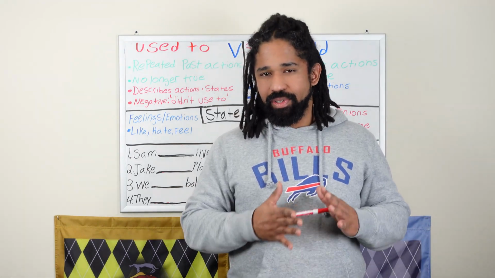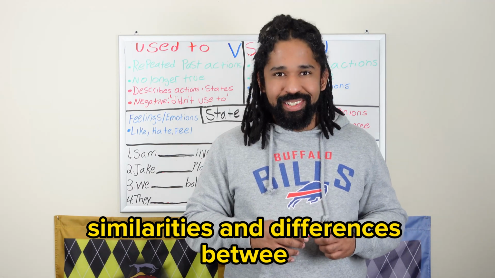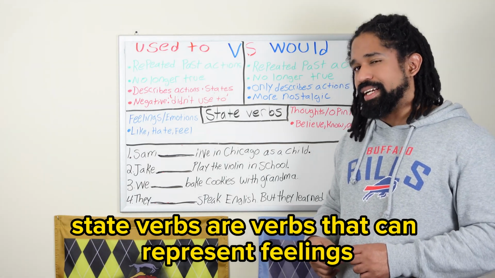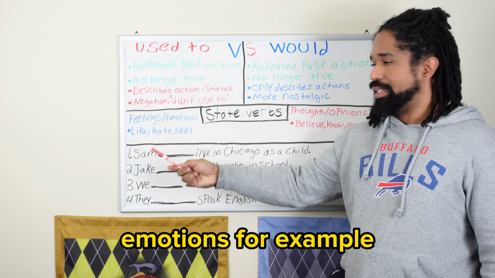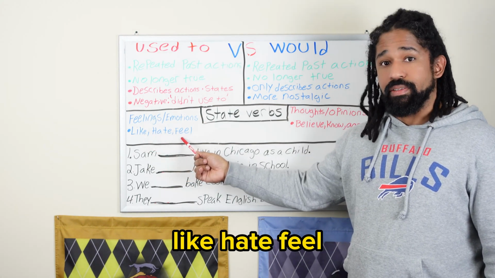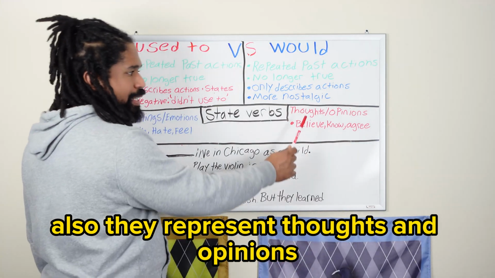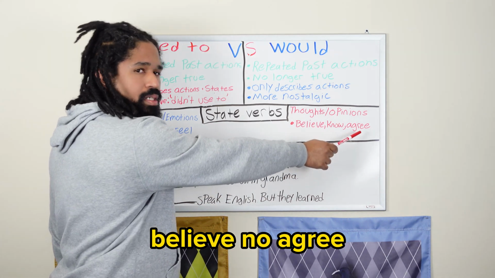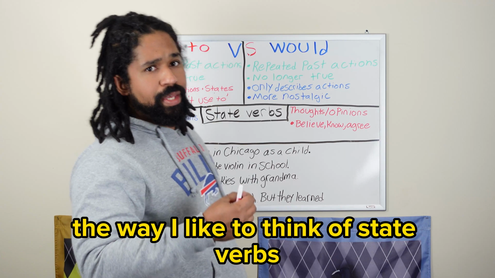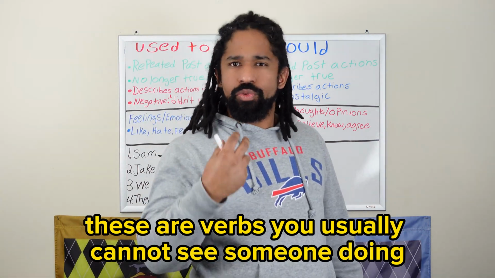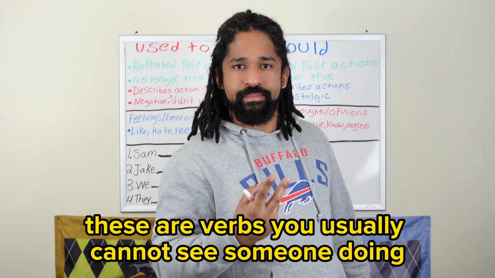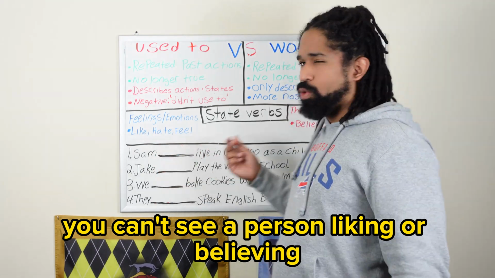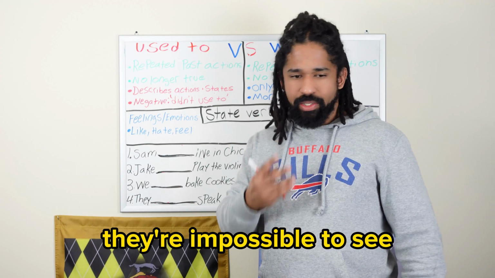Now that we've talked about similarities and differences between the two, I mentioned we would look at state verbs. State verbs are verbs that can represent feelings, emotions. For example, like, hate, feel. Also, they represent thoughts and opinions. Believe, know, agree. The way I like to think of state verbs, these are verbs you usually cannot see someone doing. You can't see a person feeling. You can't see a person liking or believing. They're not physical, they're impossible to see.